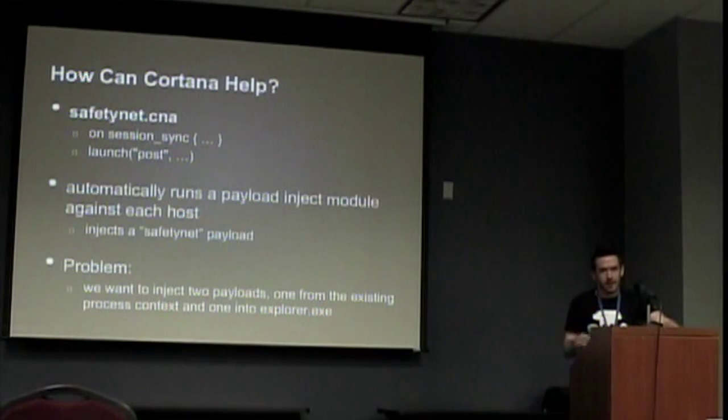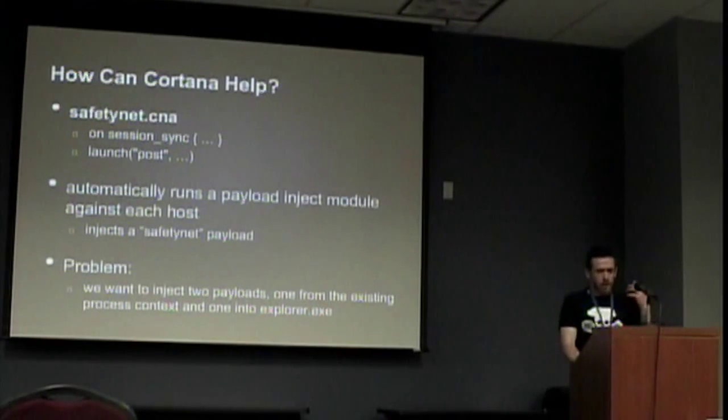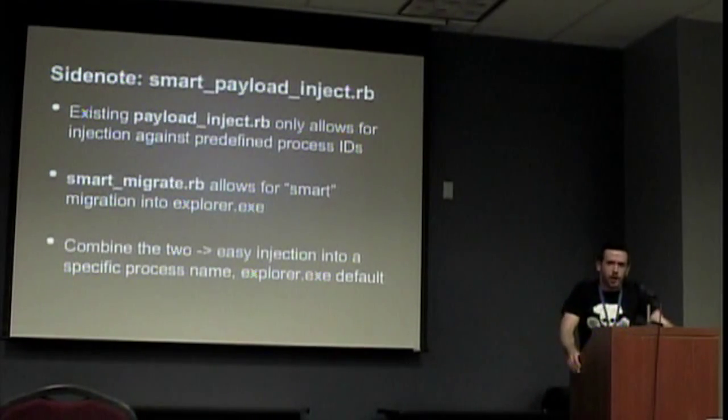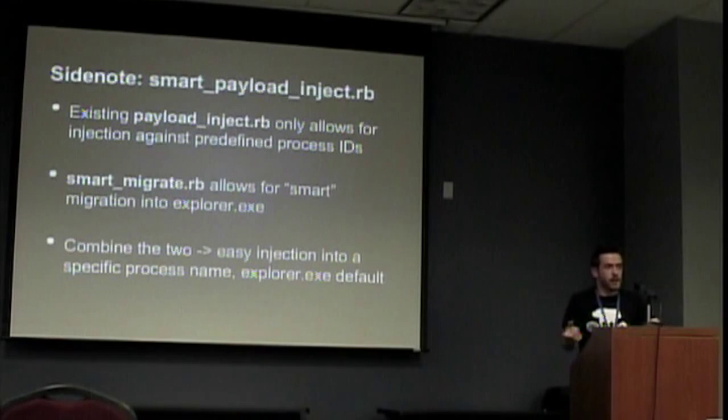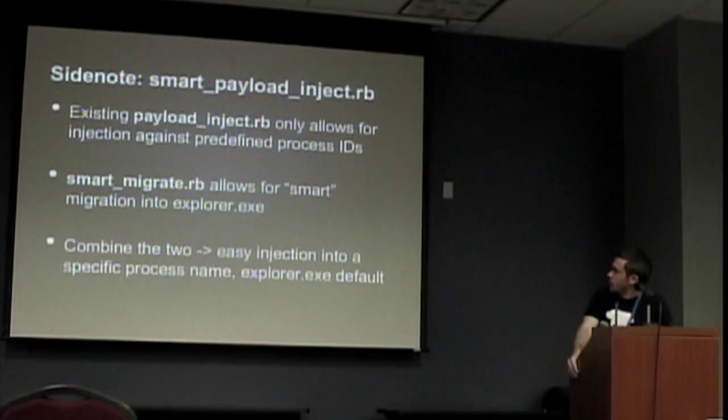You're not going to trash the blocks. Just kind of our standard process that our boss drafted down to us. But there's nothing out there up until this point that lets you smart inject into an existing process. You always need a PID. So yeah, the existing payload_inject.rb, which is a Metasploit post module, only allows for injection against predefined processes.